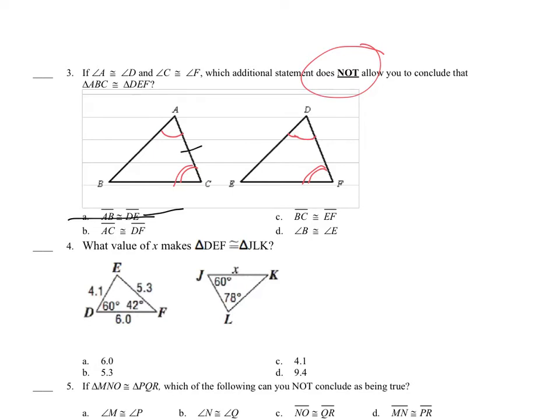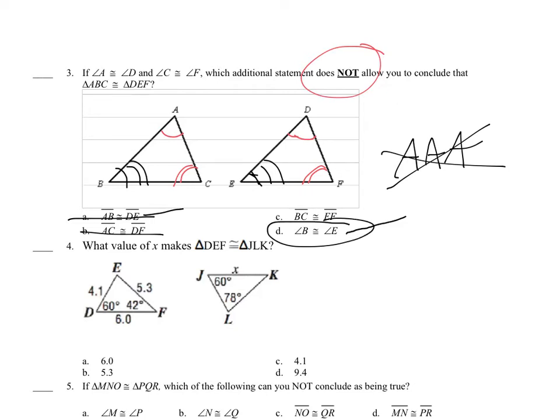ACDF, here we have AC and DF. Well, that would prove them congruent because of angle, side, angle. And remember, we're looking for whatever it is not. So B is incorrect. And really, I look at B and E, because if those two angles were congruent, then we would have angle, angle, angle. And angle, angle, angle is not a way of proving triangles congruent. So my answer there on 3 would be D.